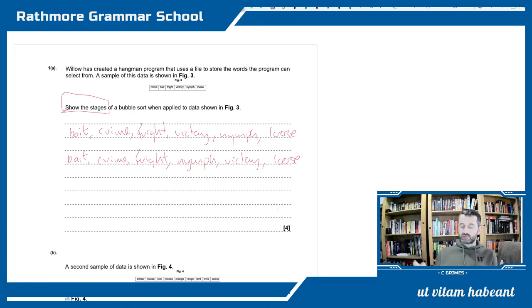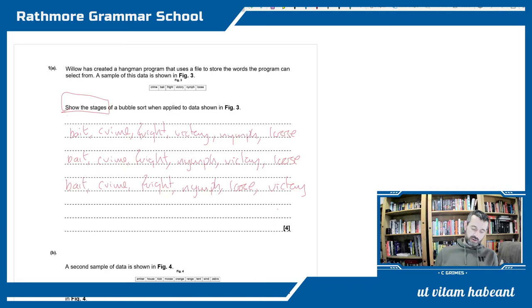So I'm now onto the third pass, and we can see that B, C, F, and N are in place, but victory and lose, we're onto victory, there's going to be a swap. So I've got bait, crime, fright, nymph, lose, victory. And in the final operation, we're looking at N and L.